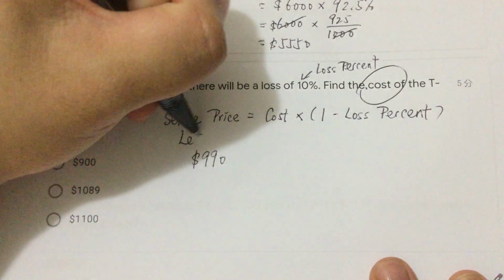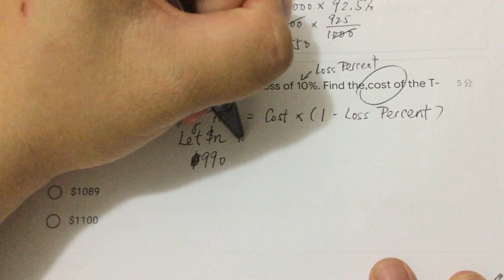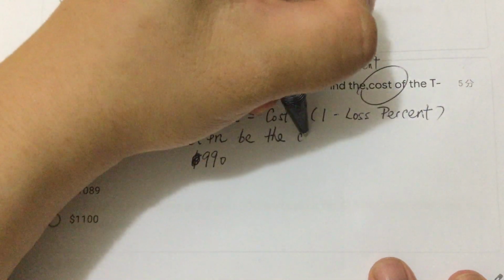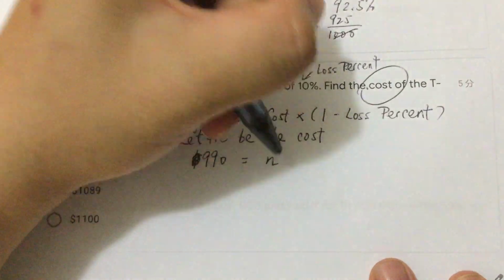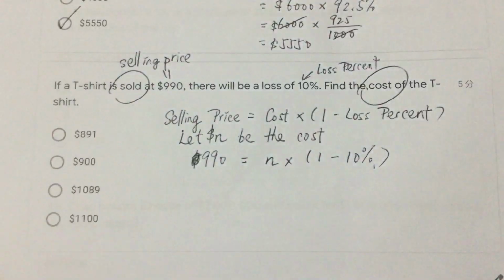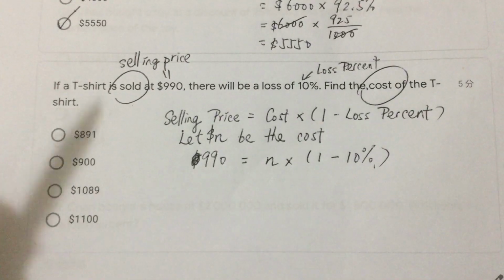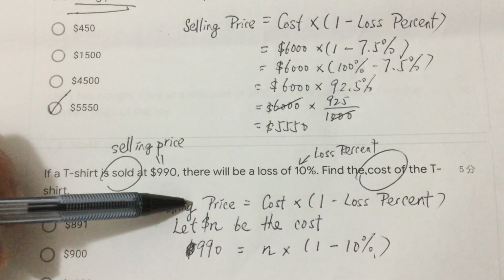So unluckily, we must leave an unknown here. Let n be the cost. So this time I'll make the cost n. So we have 990 equals n times 1 minus 10%. So we have something like this. Every time we use the same formula. You can look at question 2 and question 3, we will use the same formula once again.